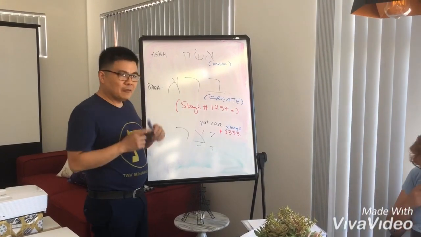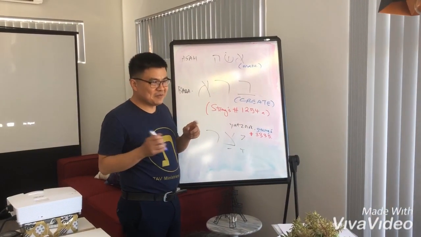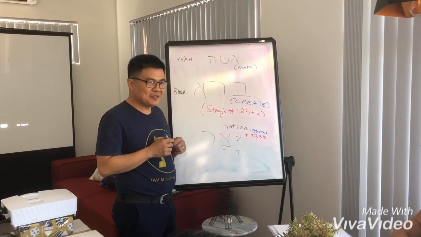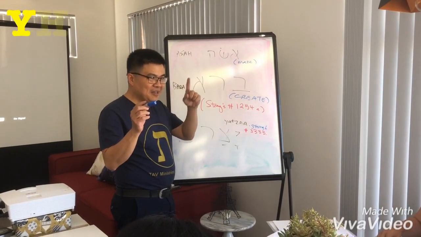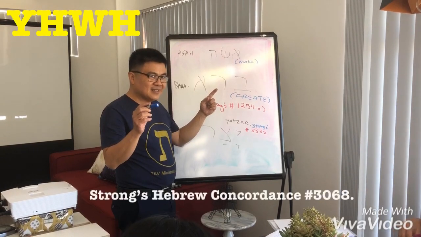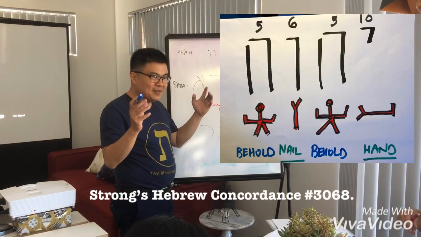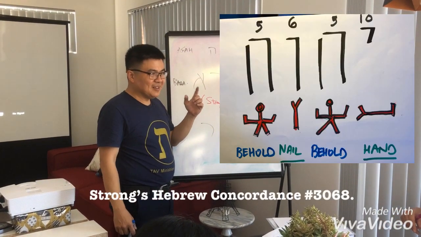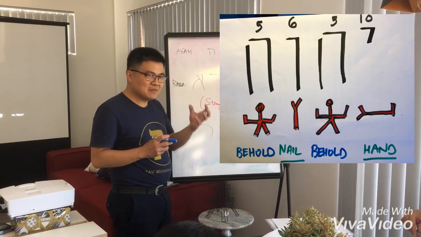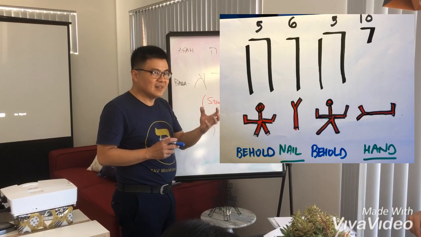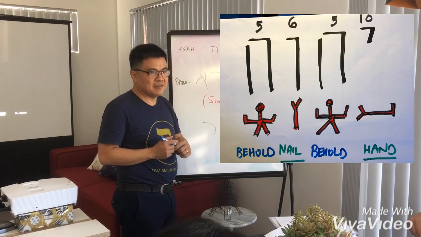But today, we're focusing on Genesis chapter 1, verse 1. We had a revelation about the name of God, Yahweh. And what does it mean? Yud, He, Vav, He is behold the hand, behold the nail. So God's name has a special revelation about the Son, His Son, that's going to die on the cross.